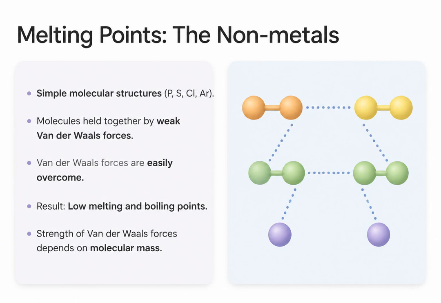After silicon, the structure changes drastically. Phosphorus, sulfur, and argon exist as simple molecules. Within the molecules, the atoms are held by strong covalent bonds, but between the molecules, there are only weak van der Waals forces. When you melt these elements, you only need to overcome these weak intermolecular forces, not the covalent bonds. This is why their melting points drop so significantly.